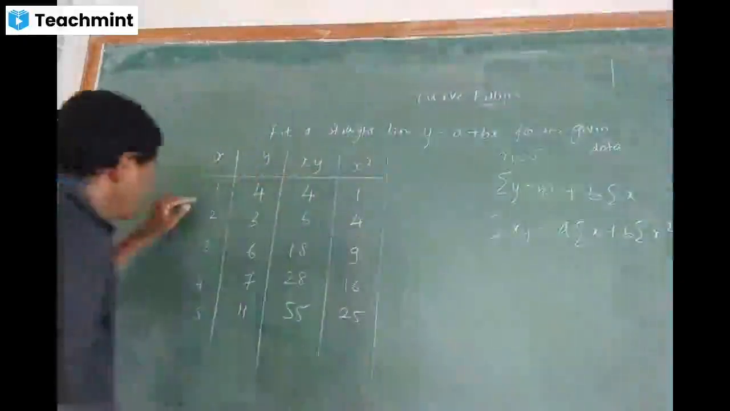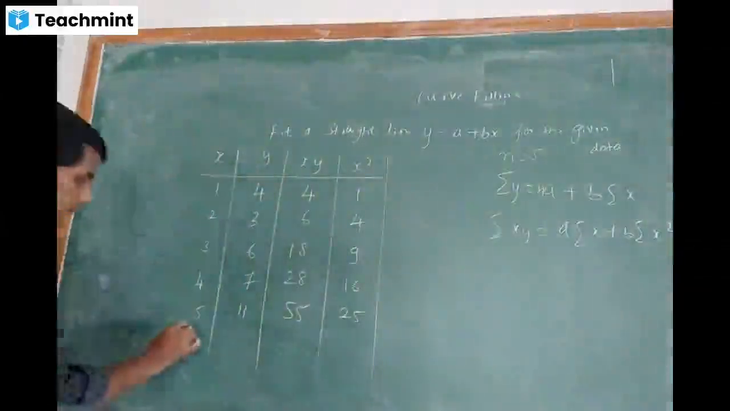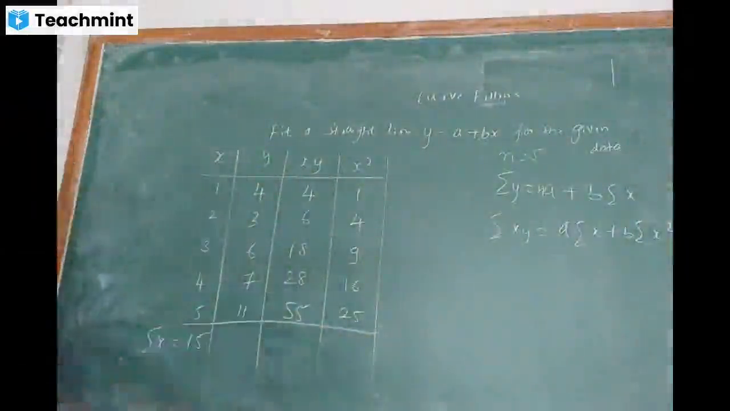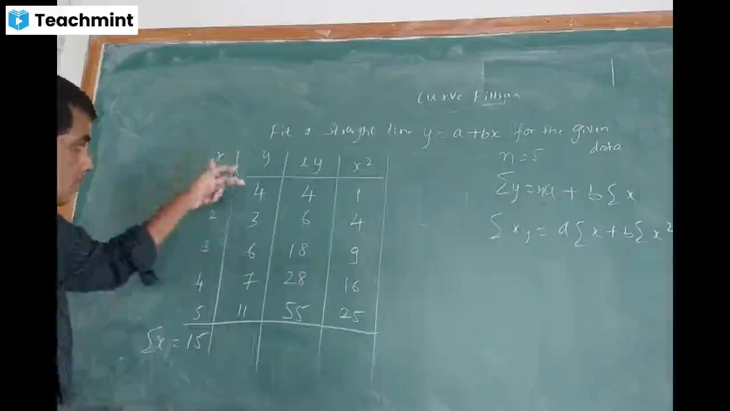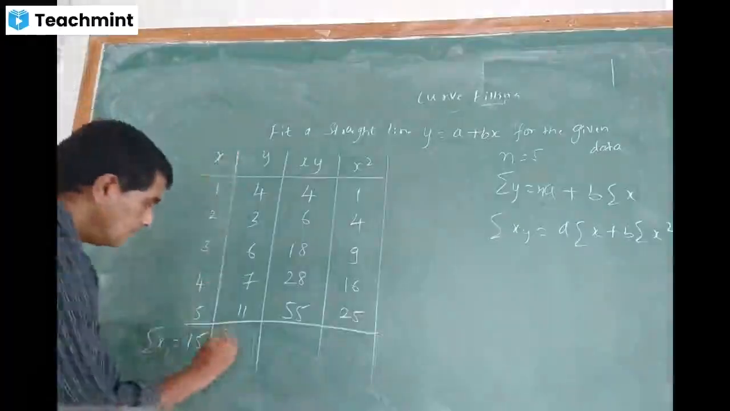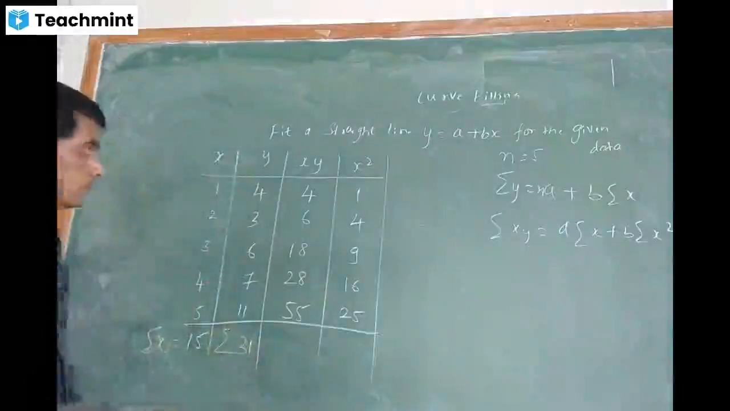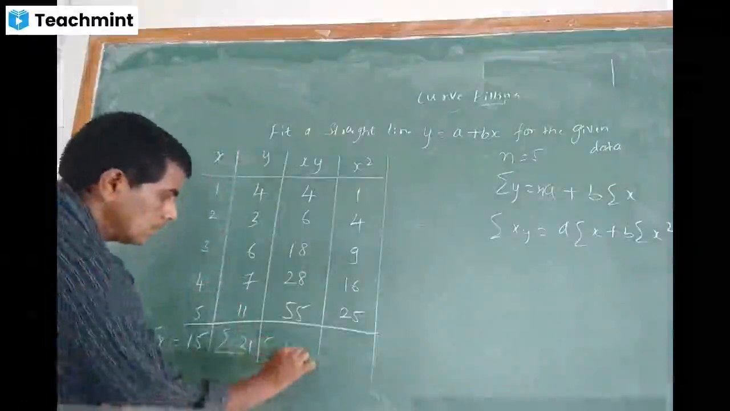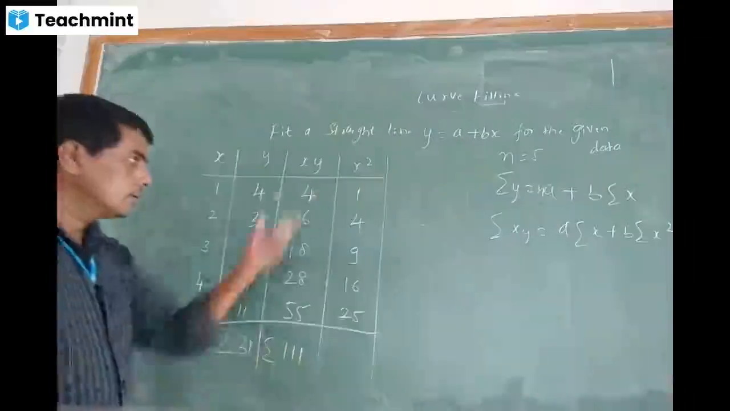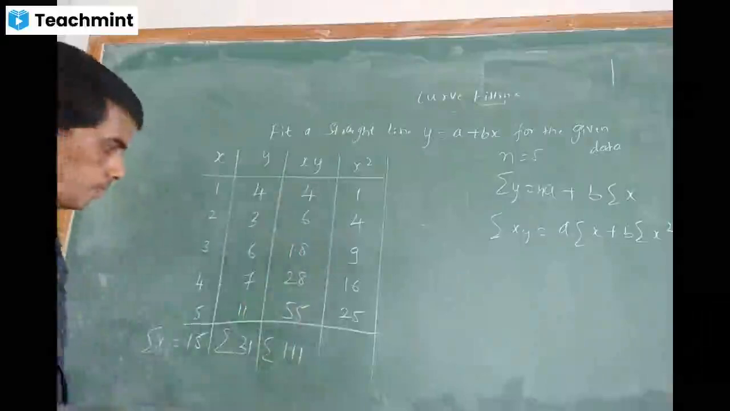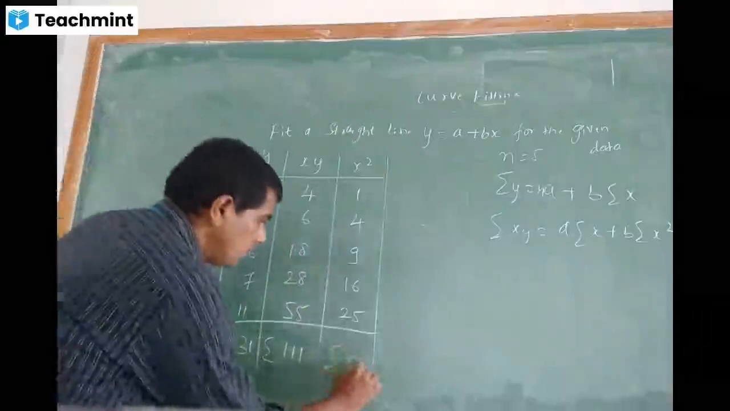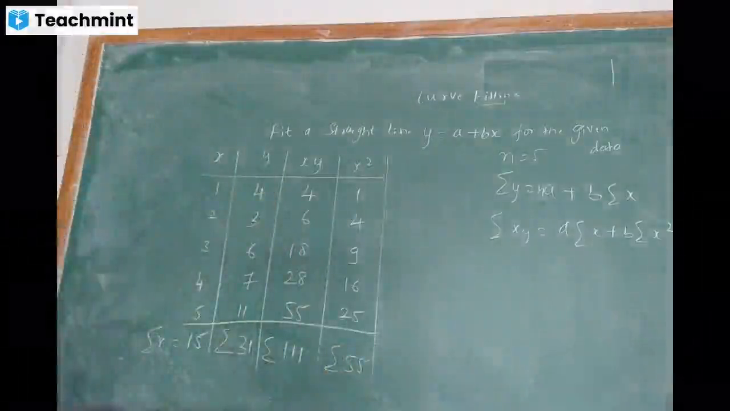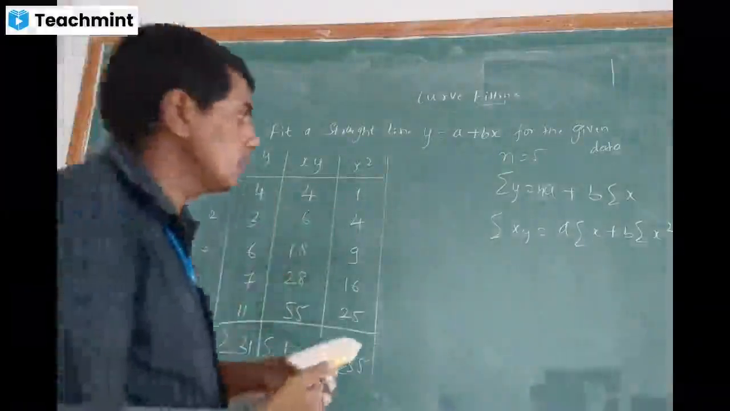Summation matrix, okay. Summation matrix, 15, next, 31. Fine. So once you have obtained the summation values, you have to substitute them in the normal equation.